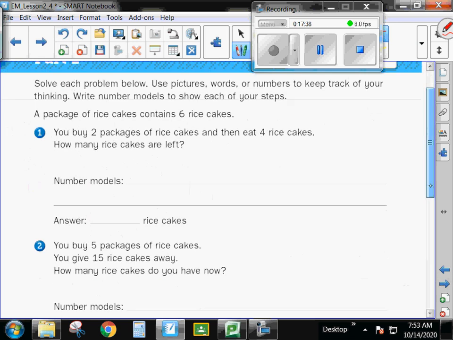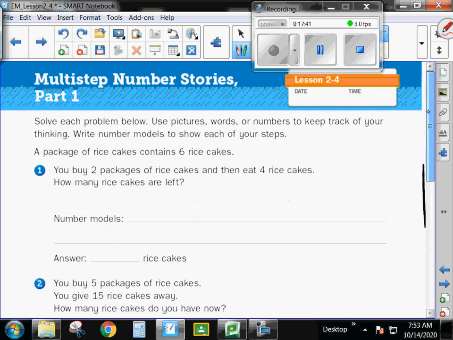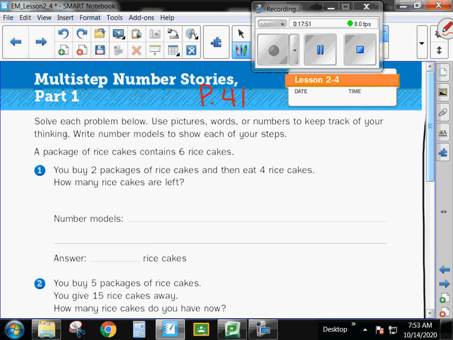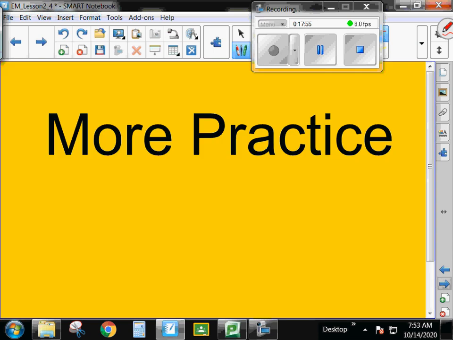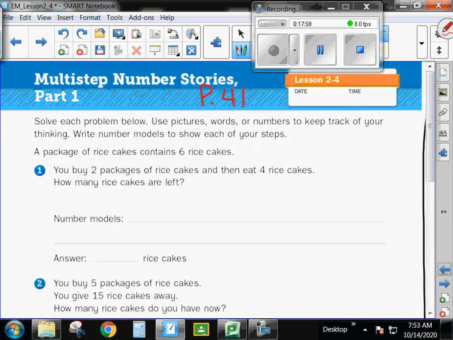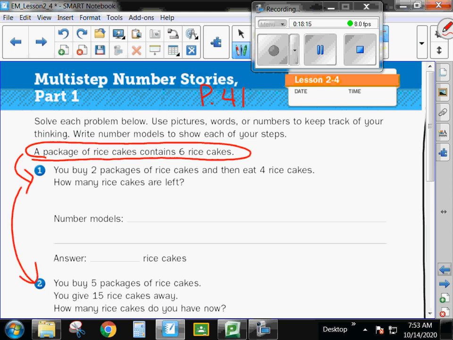All right, so now here's what I want you to do. I want you to go ahead and get out your workbook and turn to page 41 and solve these problems, and then turn the video back on, and we will go over those problems. Okay, so page 41. Now, you don't need that poster that says how much things cost. This time, what you're going to need is it says a package of rice cakes contains 6 rice cakes. This is going to be important for helping you to solve these 2 problems because both problems are about rice cakes. You're going to need to know that a package of rice cakes has 6 rice cakes in them. All right, go ahead and pause the video and then turn it back on so we can go over it.